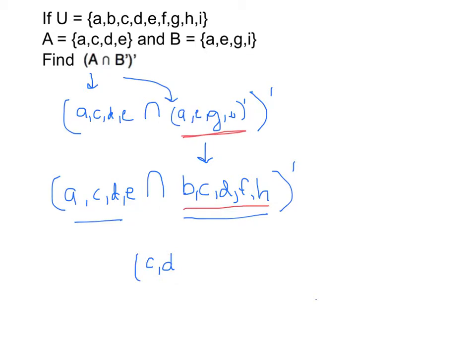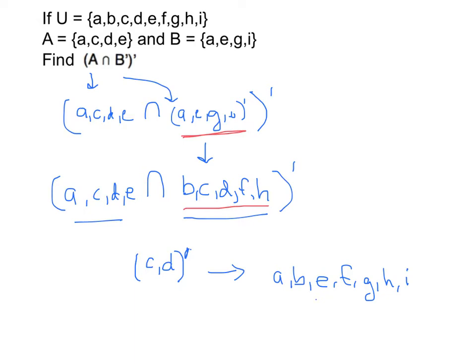So we now have C and D, but again, we're not done because we still have this prime on the outside. If we want to find the complement of C and D, we go back to U and we say, okay, what are the elements in U that are not in this set containing C and D? Those elements are A, B, E, F, G, H, and I. And so those are all the elements in the new set that we've created.